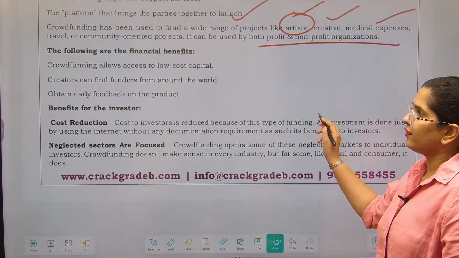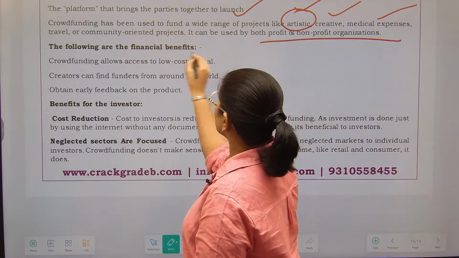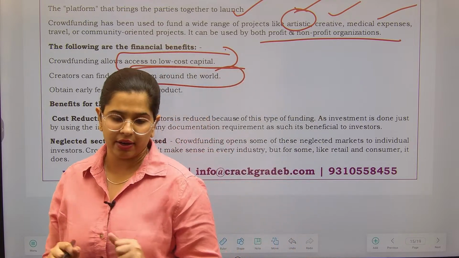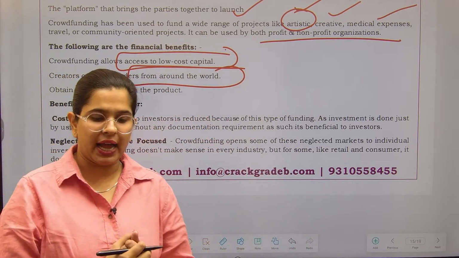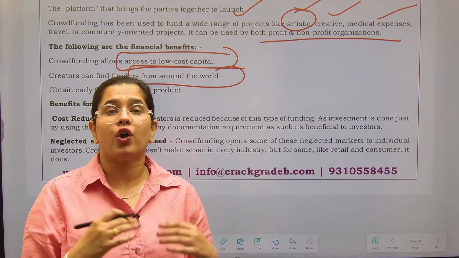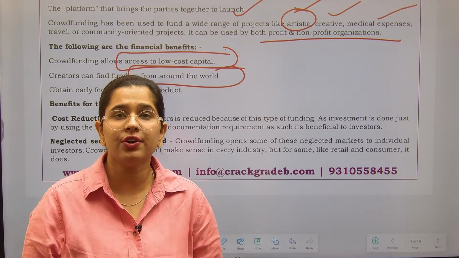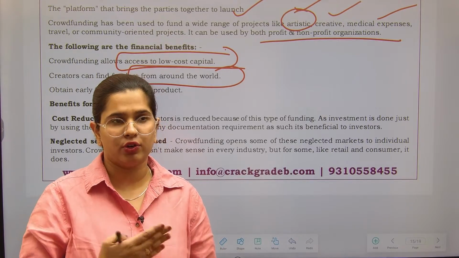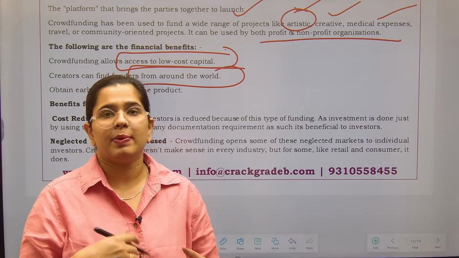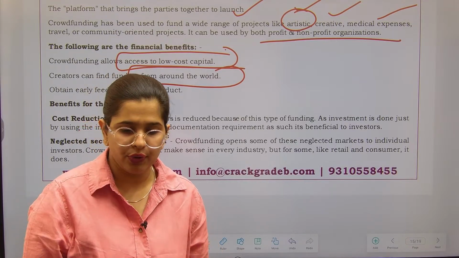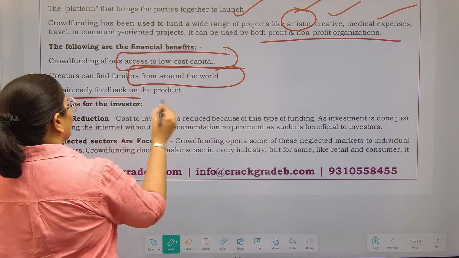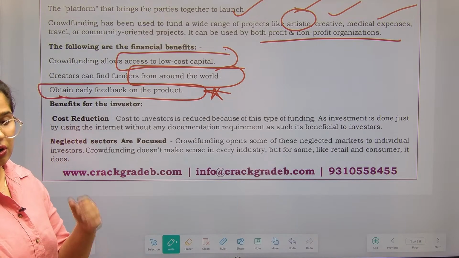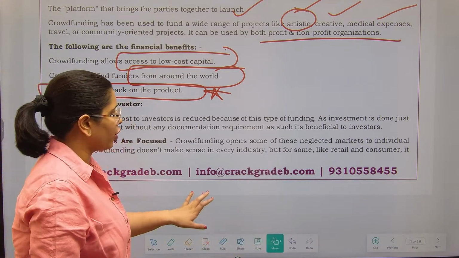What are the financial benefits that we have? First of all, you will have access to low-cost capital. Creators can find funders from around the world, so you do not have a limitation on the kind of people you want to seek donations from, right? Over here you don't have any limitation on how many people you can reach if you have got a noble cause and a good cause in which people might be interested. So the world is the limit for you, right? Next is obtaining early feedback on the product. That is also very, very important because you have a diverse investor range, a diverse customer range. So obviously feedback would be diverse as well, and useful for your development.